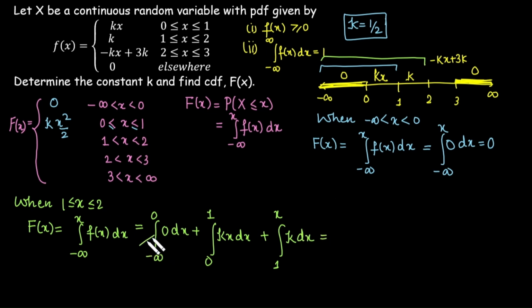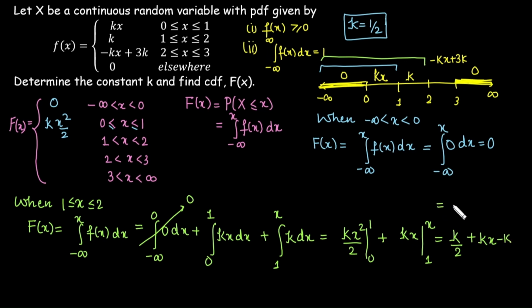This is equal to, this integration is 0, this is equal to k x square by 2, lower limit is 0, upper limit is 1, plus in this case k into x, lower limit is 1, upper limit is x. So this is equal to k by 2 minus 0, that is 0, plus in this case k into x minus k. Simplify this, this is equal to kx minus k by 2. So in this case, the corresponding CDF is k into x minus k by 2.